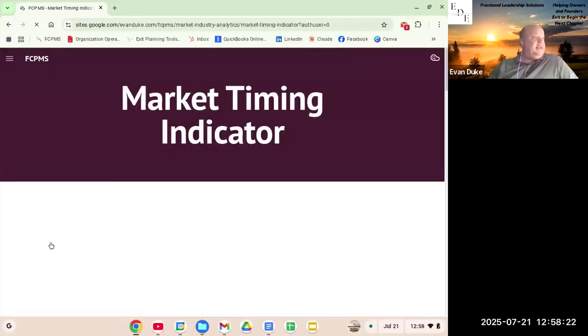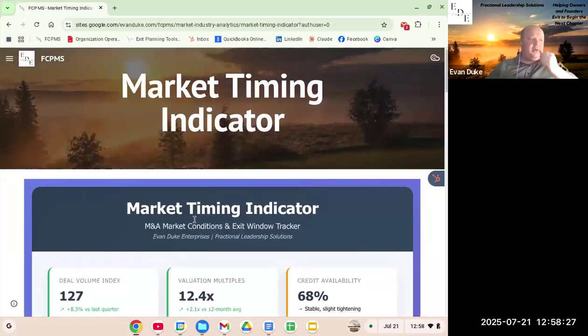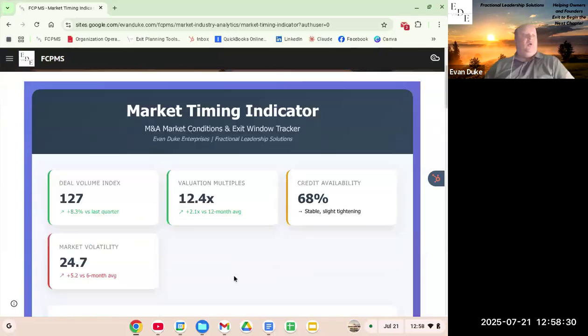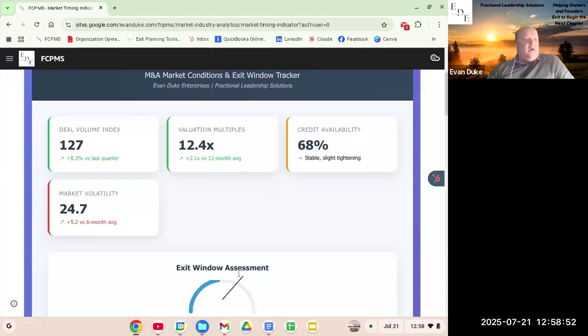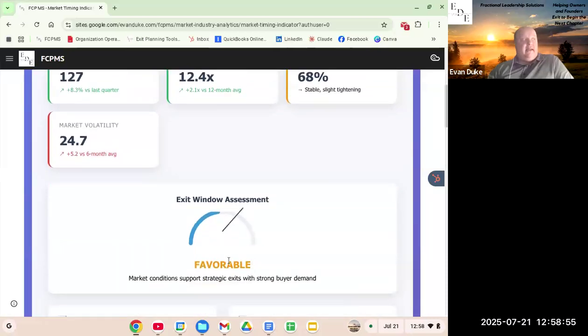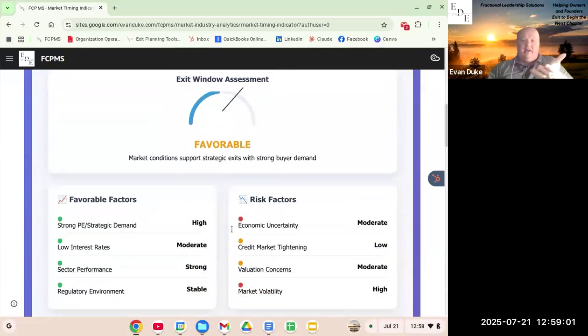Market timing indicator. This is a tool that's going to show us how things are going when it comes to M&A conditions, because the last thing we want to do is exit into a situation where the M&A outlook is not good. I know earlier in this calendar year of 2025, things were actually looking really good. There's always a possibility that if I were to do an analysis, this would come back as unfavorable. Well, obviously, we would need to adjust.